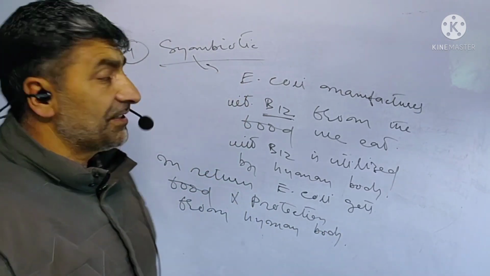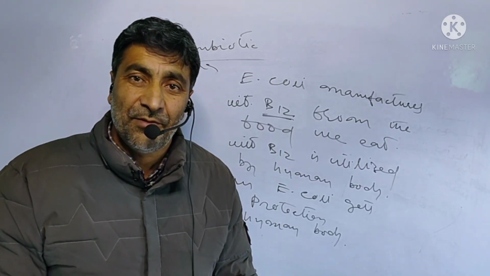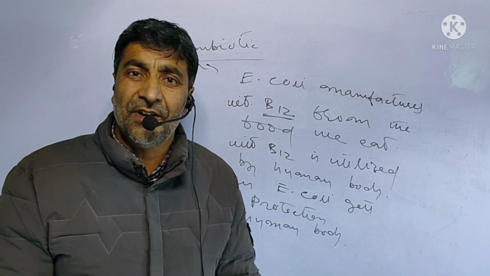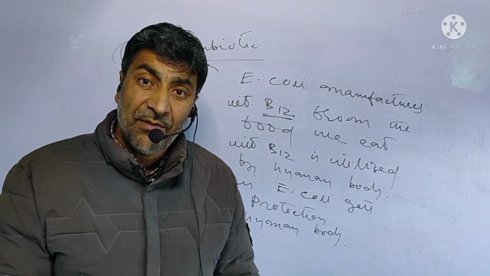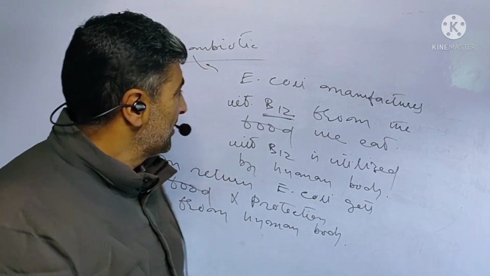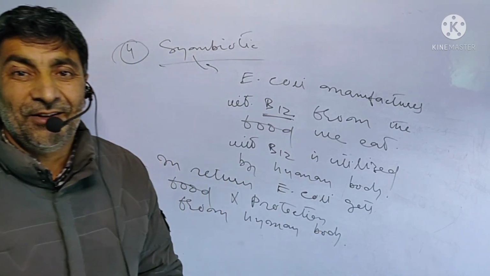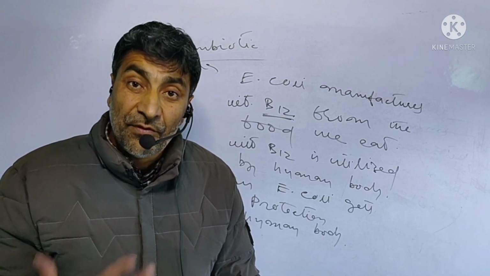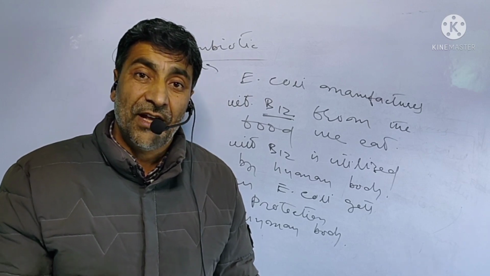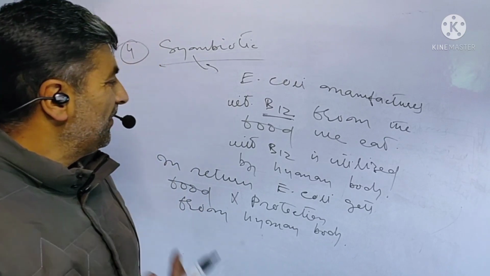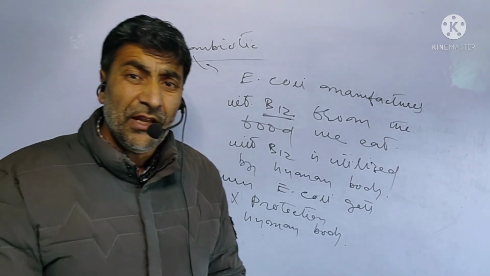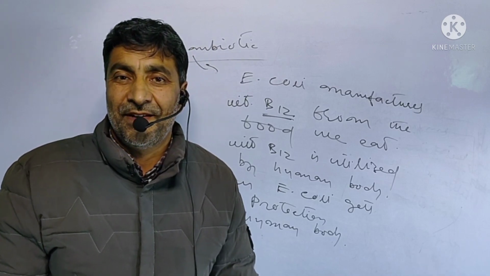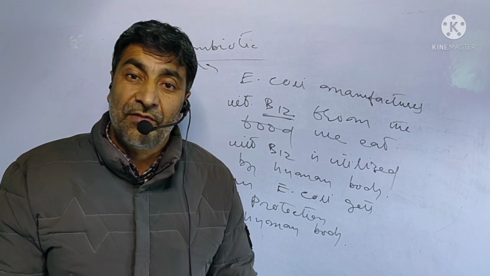Shabash, try to understand. What is symbiotic association? It is the type of nutrition between two organisms in which both are mutually benefited and no one is harmed. This is called symbiotic association, mutualism, symbiosis. I cited an example here: E. coli in man. E. coli is the bacterium which lives in the human intestine. It manufactures vitamin B12 from the food we eat, and then that vitamin B12 is utilized in our body. So we get benefited here. What is the benefit for E. coli? E. coli in return gets food and protection from the human body. So E. coli is also benefited. We are also benefited. This is called symbiotic association, symbiosis, or mutualism.